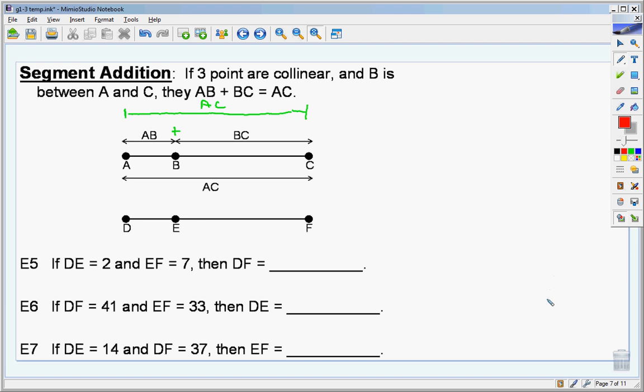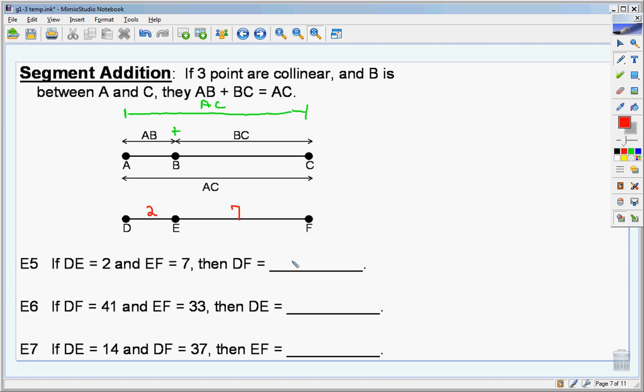Now, a lot of times in geometry, they'll give you a picture like this, and they'll ask you to do several problems from the same picture. If they do that, these problems aren't related to each other. Problem 5 has nothing to do with problem 6. We're just sharing the same picture. In problem number 5, it says DE equals 2. I'm going to put that 2 up here in the picture for a minute. It says EF is equal to 7. And it says find DF. In other words, find the whole thing.